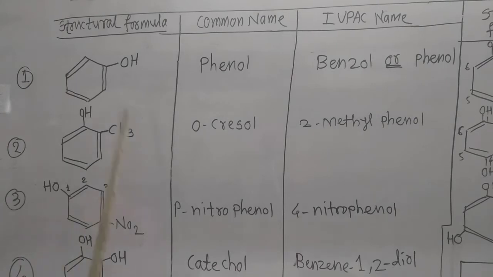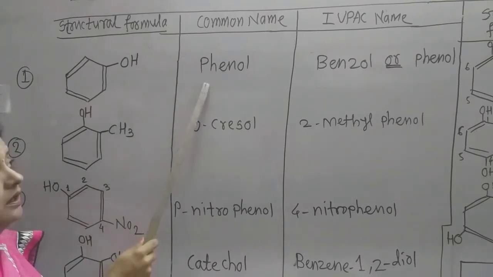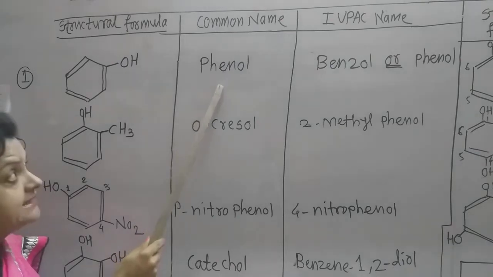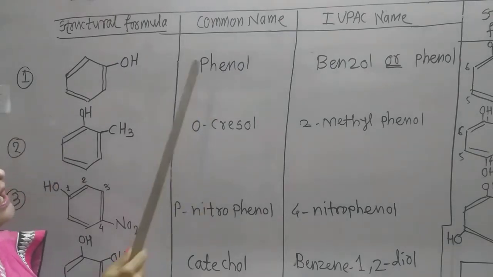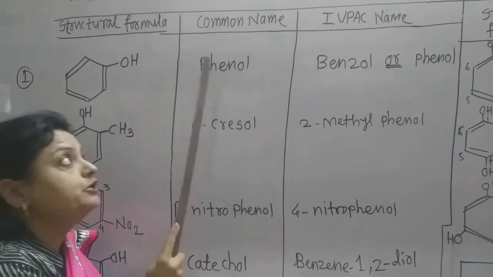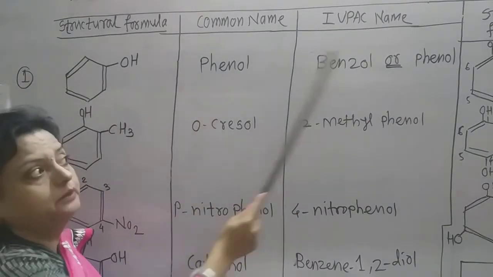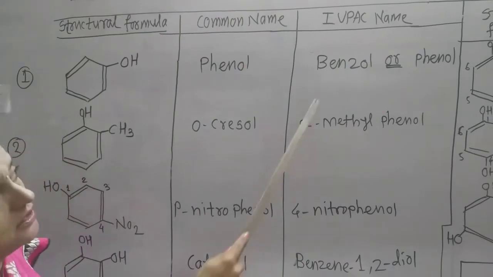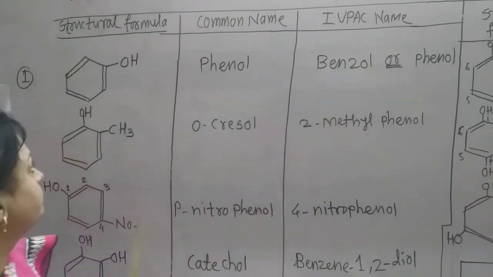Now see, this is the simplest structure. The OH group is directly attached to the benzene ring. This is the common name of phenol, but the IUPAC name system gives permission to give the IUPAC name for this as phenol also. But it is also called benzol.